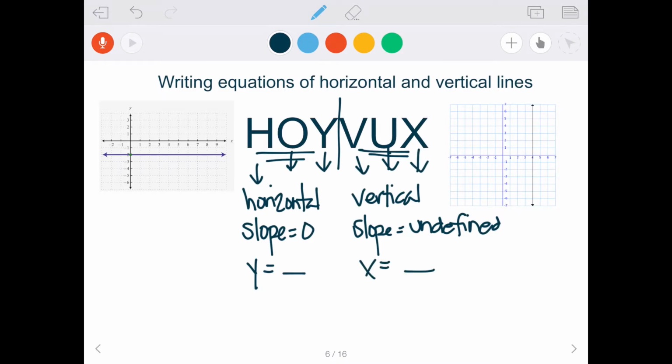So let's take a look at the horizontal line. I know it's going to be y equals something, and I just look and see where that line crosses the axis, and it's right there at -2. So y equals -2. If I look on the other side at the vertical line, I just look and see where it crosses the axis. It's right here at 4. So x equals 4. HOY VUX.